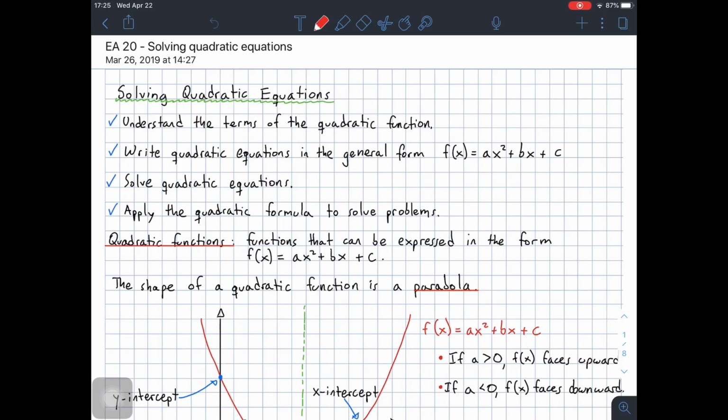Hello juniors, today we're gonna finish with the second part of electronic assignment 20, which is solving quadratic equations.